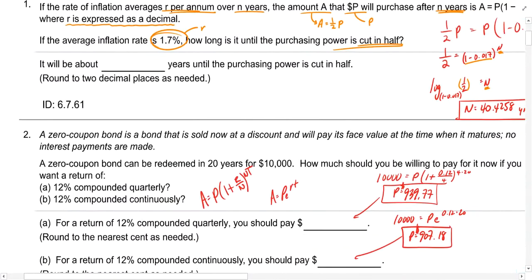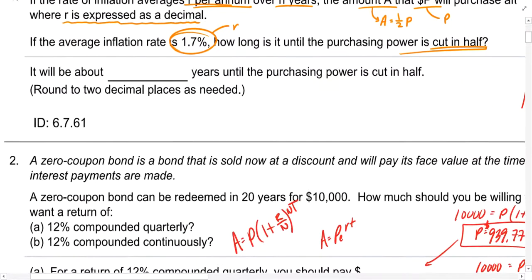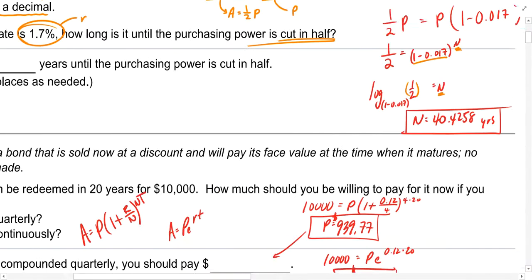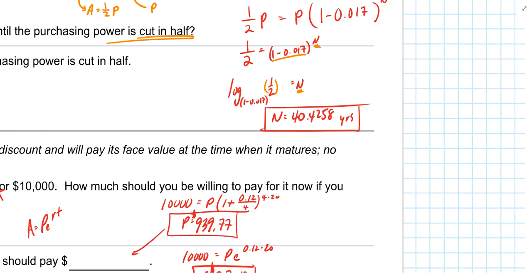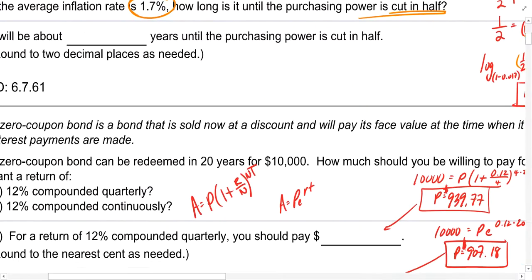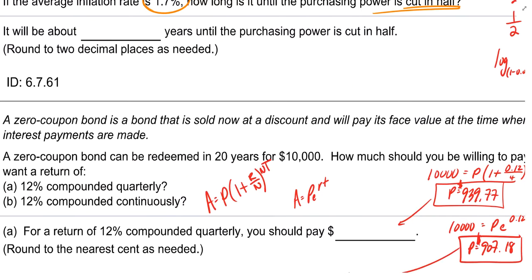So what we're saying is that if the rate of inflation of buying power, if you will, increases at a rate of 1.7% per year, in approximately 40.4 years, the money that you have today would have half of the purchasing power at that time.